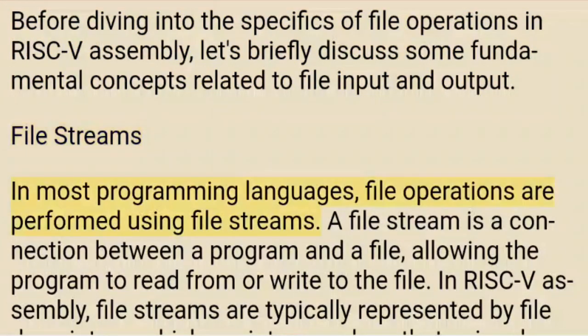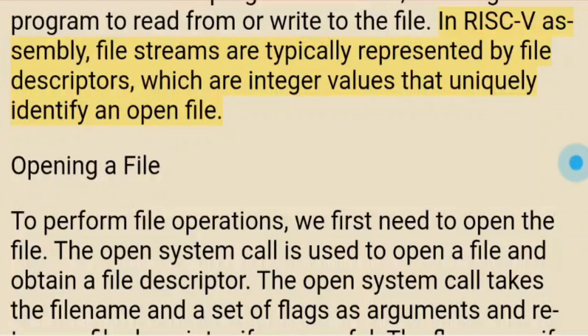File streams. In most programming languages, file operations are performed using file streams. A file stream is a connection between a program and a file, allowing the program to read from or write to the file. In RISC-V assembly, file streams are typically represented by file descriptors, which are integer values that uniquely identify an open file.